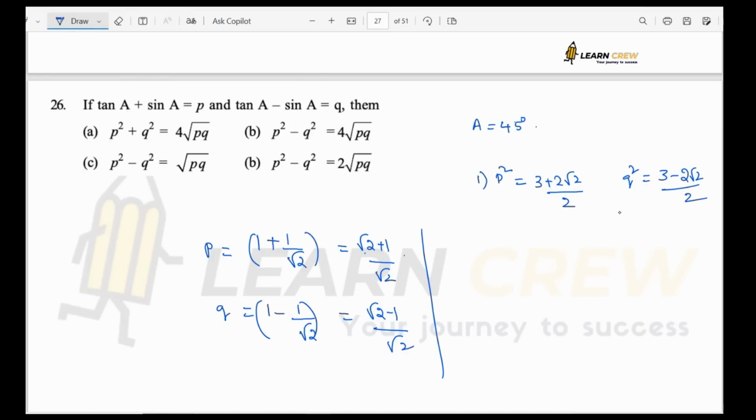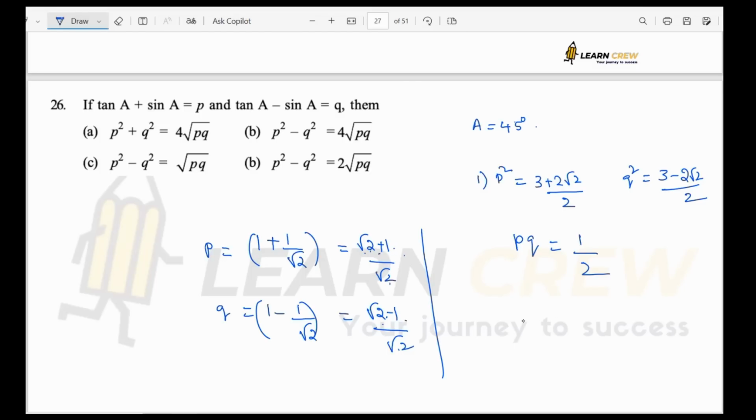So P square plus Q square will give you how much? 3 plus 3, 6 by 2, which means 3. But what is root PQ? What is PQ? If you multiply these two, root 2 plus 1 into root 2 minus 1, which is 2 minus 1, 1. Root 2 into root 2, 2. So you will get 1 by 2. PQ is 1 by 2. So square root of PQ is square root of 1 by 2.